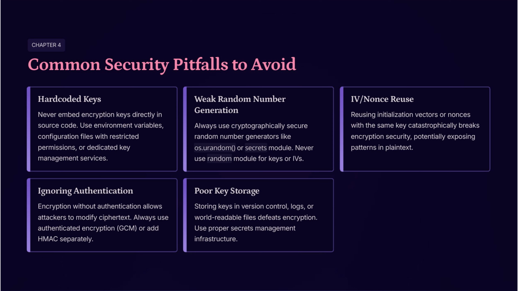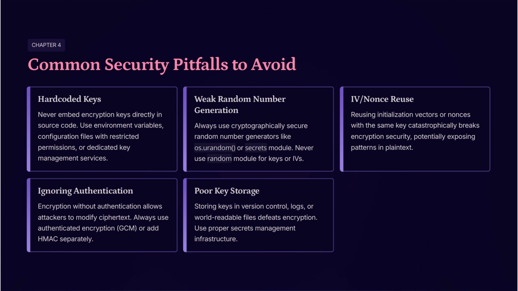Avoid hard-coding encryption keys in source code. Use environment variables or key management services. Ensure random number generation is cryptographically secure. Avoid the random module. Never reuse initialization vectors or nonces with the same key. Always incorporate authentication to prevent ciphertext modification.